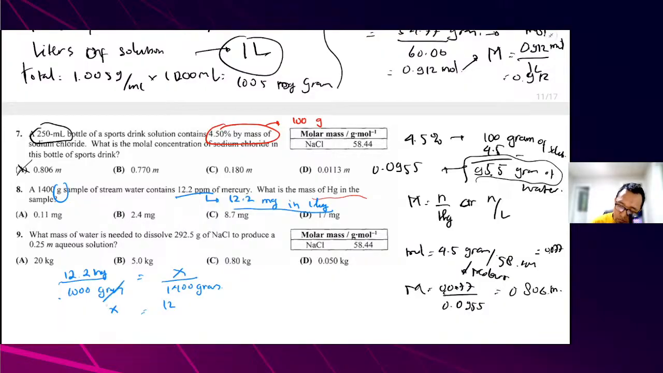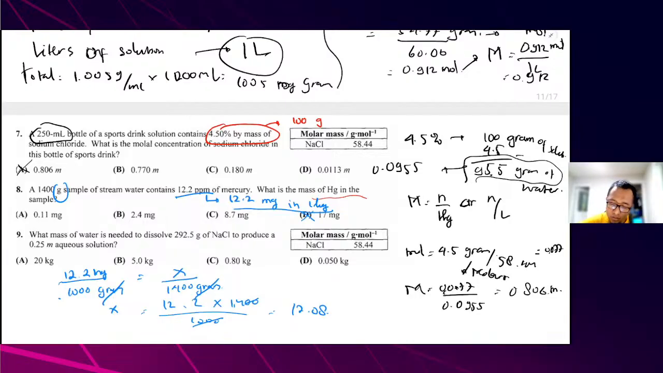Just pretty simple. We can cancel out this one. 12.2 times 400 divided by 1000. So we can cancel out this part. 12.2 times 1.4. So the answer will be 17.08. Yes, the answer will be D.